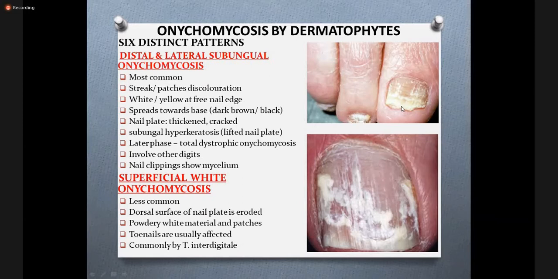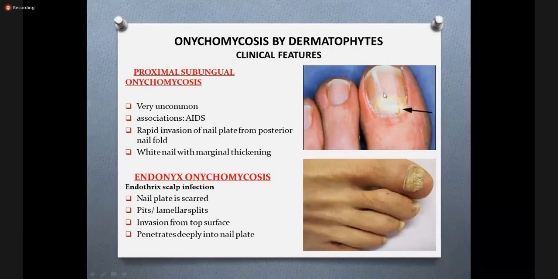Onychomycosis by dermatophytes can present as superficial white onychomycosis, a powdery white material and patches over the nail. Okay, the other type is proximal subungual onychomycosis. This is usually commonly seen in HIV patients.